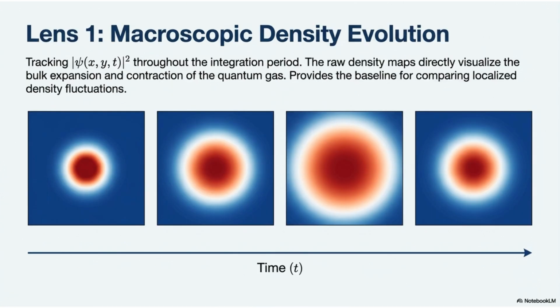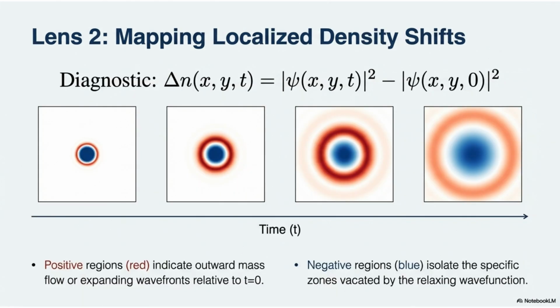Our first lens tracks the macroscopic density evolution over time. These raw density maps visualize the bulk expansion and contraction of the quantum gas, setting the baseline for analysis. The second lens maps localized density shifts using a diagnostic that calculates the change from the initial density. Positive regions in red indicate outward mass flow, and negative regions in blue show where density has been vacated.